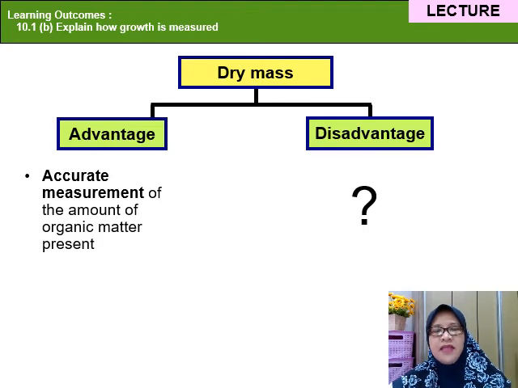But dry mass still has disadvantages, which is that the organism has to be destroyed or killed during drying. The growth of the same specimen cannot be measured continuously, so it cannot be used to monitor growth of an organism over a period of time. It needs a large number of genetically identical specimens grown under similar conditions to measure growth, to obtain a representative reflection of growth, and it is also time consuming.